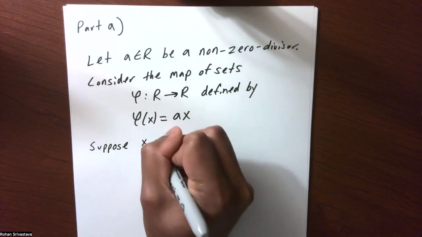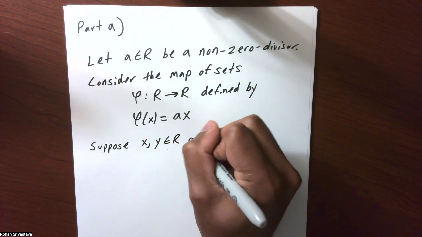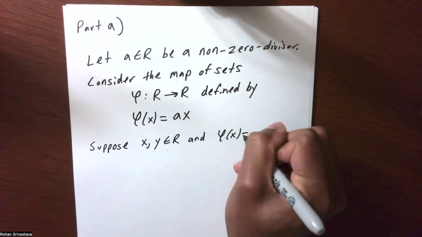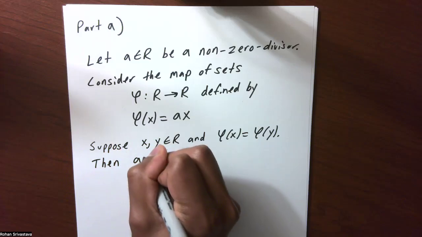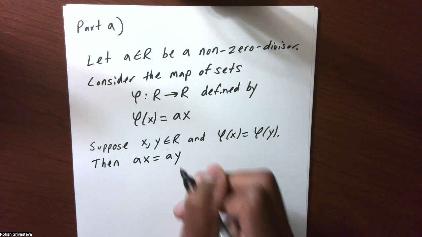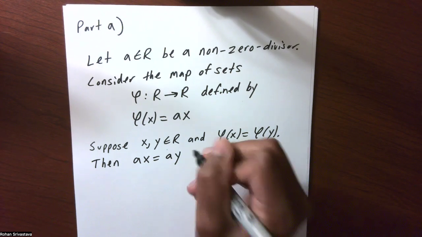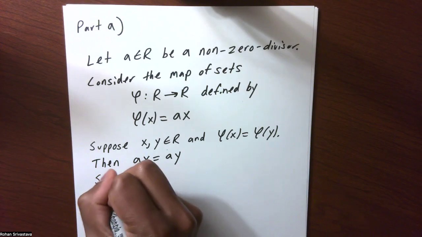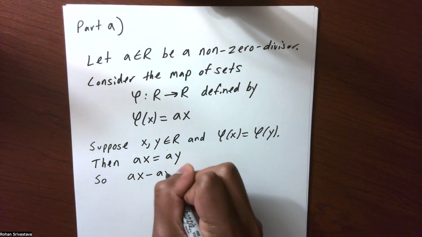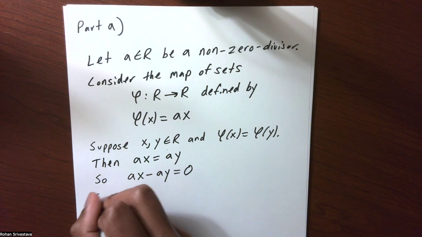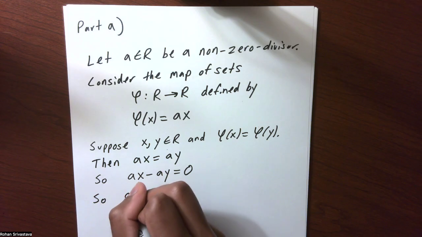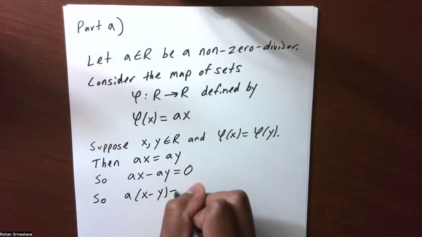Suppose x and y are elements of R, and phi of x is equal to phi of y. Well, what does that mean? That means that ax is equal to ay by the definition of the map phi. So ax minus ay equals 0. And we have the distributive laws in a ring. So in particular, we can factor out an a. So we actually have a times (x minus y) equals 0.